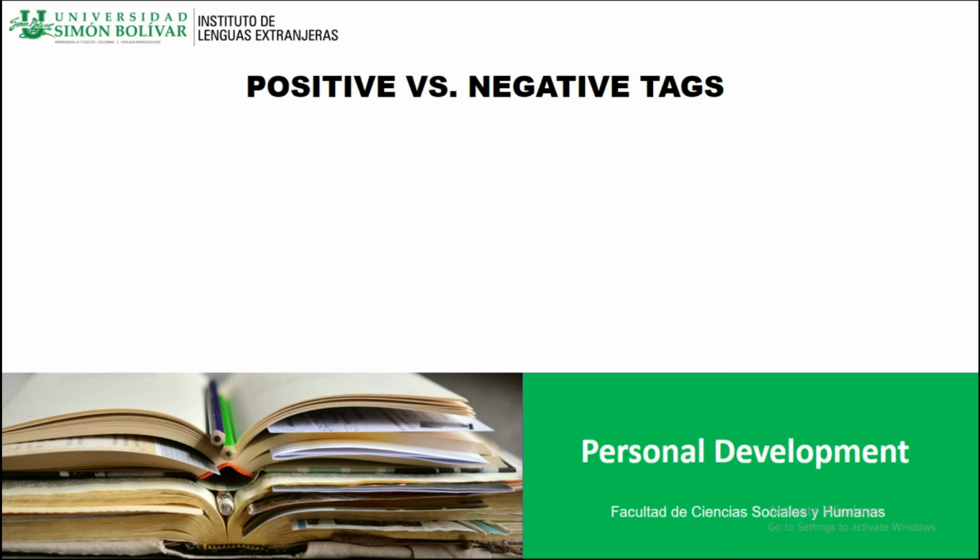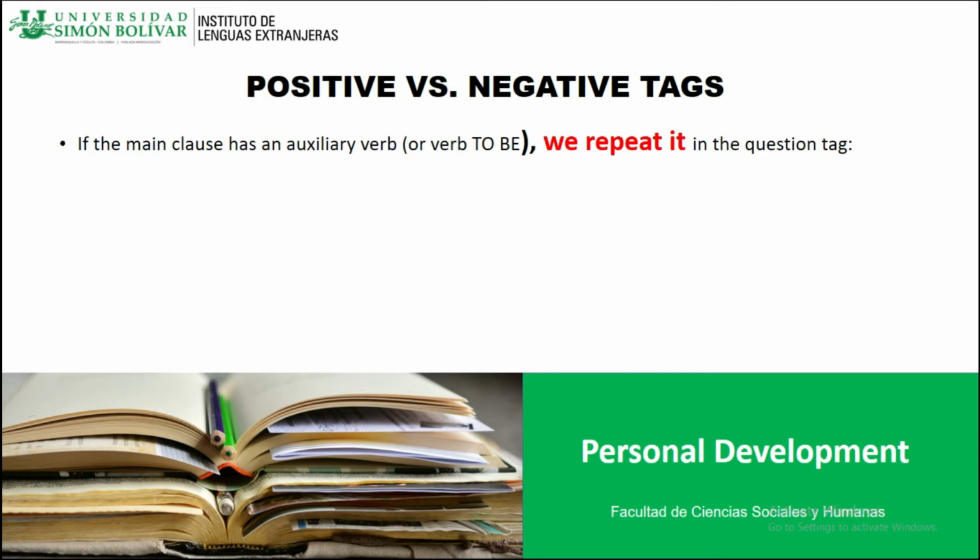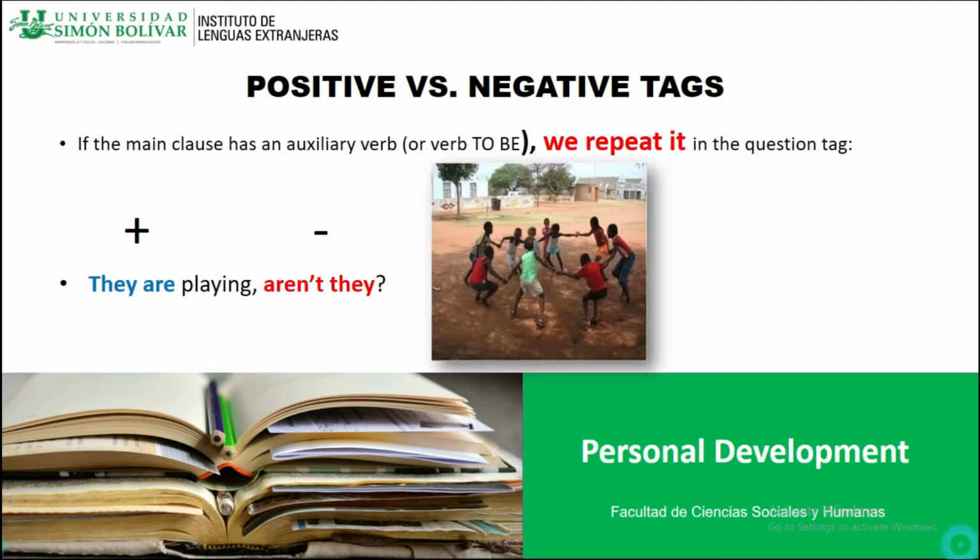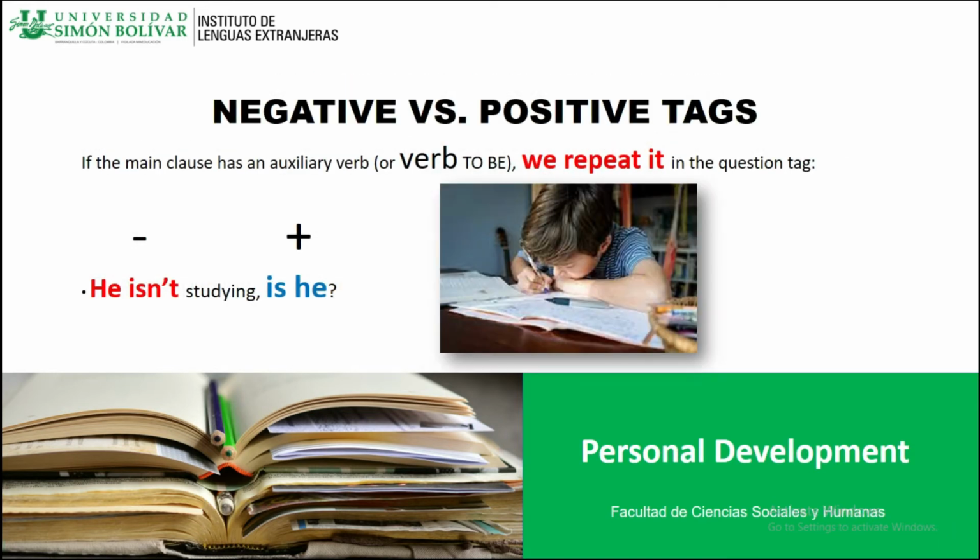Positive versus negative tags. If the main clause is an auxiliary verb or verb to be, we repeat it in the question tag, plus negative. They are playing, aren't they? Obviously, they are playing. So the affirmation here is they are playing, and the tag is aren't they. So if it's positive on one side, it's got to be negative on the tag. Here's another example. He isn't studying, is he? Yes, obviously he is. But he isn't studying, is he? Again, negative sentence and a positive tag.